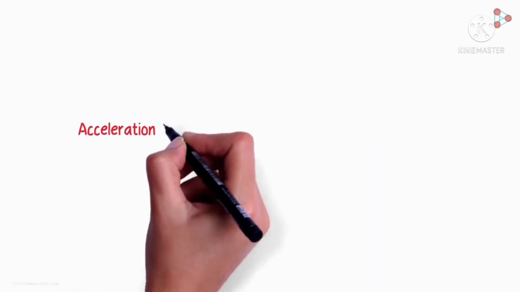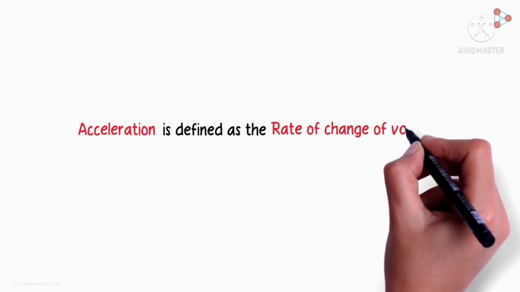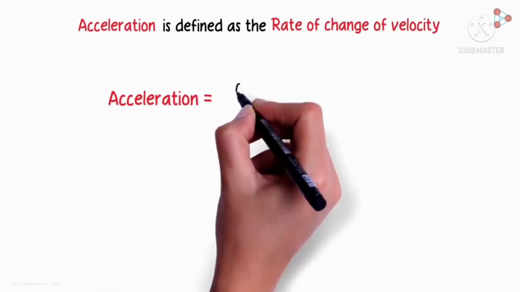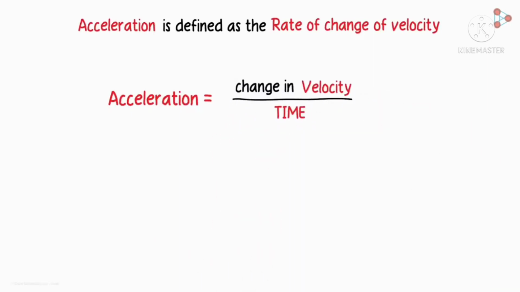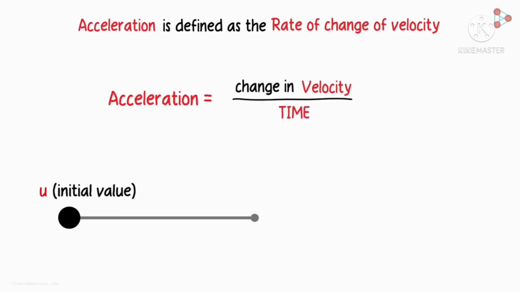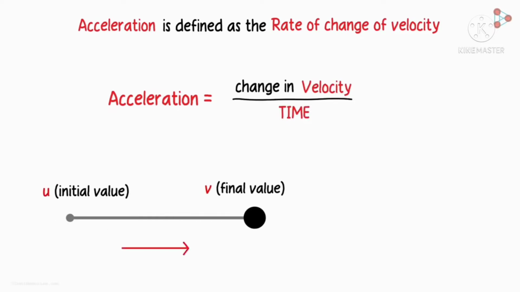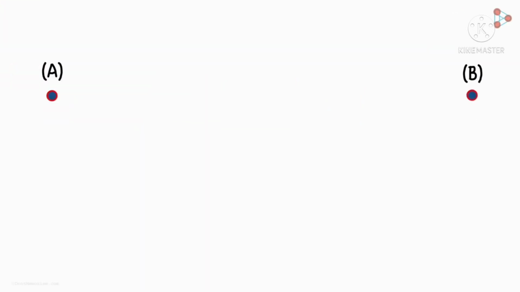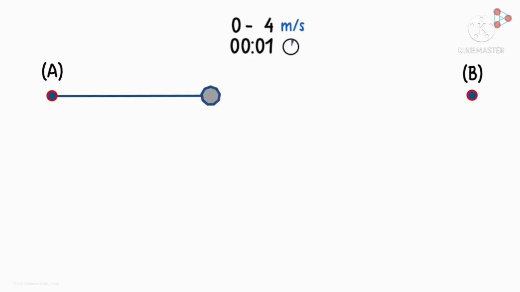So my dear children, we will see how acceleration is calculated. Acceleration is defined actually as the rate of change of velocity, that is, acceleration equals change in velocity by time. Initial velocity is indicated as u, final velocity as v, and time t. So acceleration equals final velocity minus initial velocity by time. See here, I am showing you the example.